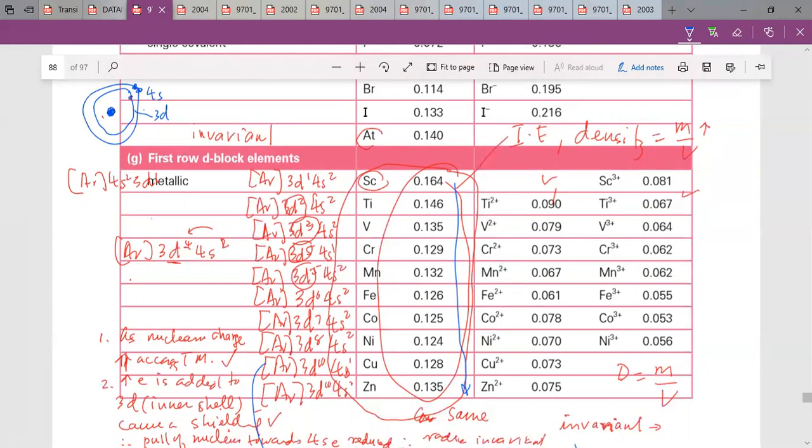Scandium will be here, 3d1. They are filling in the inner shell. As you go across, this is 3d2, 3d3 and 3d5. But as you go across the period of this TM, you are also increasing the nuclear charge, the number of protons. So the number of protons will attract the 4s closer, isn't it? So the radius should decrease. But because we are filling in the 3d electrons in the inner shell, this causes the shielding effect.